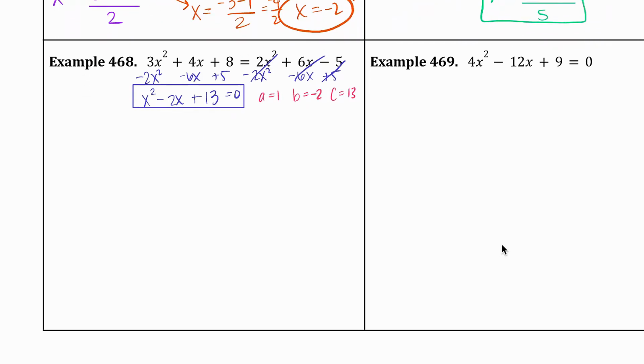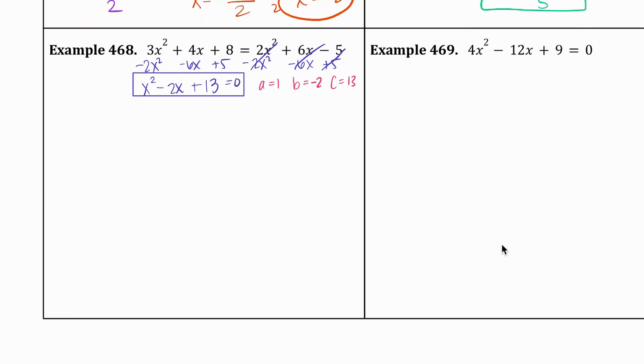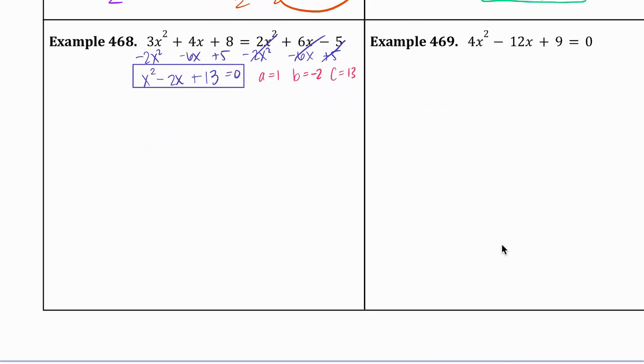So if we plug our pieces in, I'm going to go ahead and just write them in as I go this time. Again, it's not a bad idea to write the skeleton first and then fill it in. But if we're filling it in, we get x equals negative negative 2, or 2, plus or minus the square root of negative 2 squared minus 4 times 1 times 13, all over 2 times 1, or just 2. And one thing you need to be really careful of is if you're squaring a negative number inside of here, make sure to put that in parentheses.